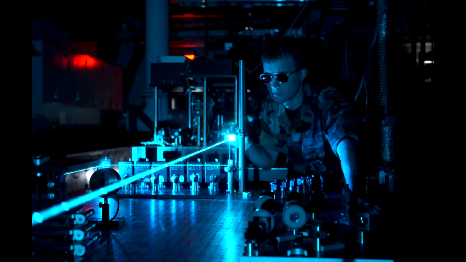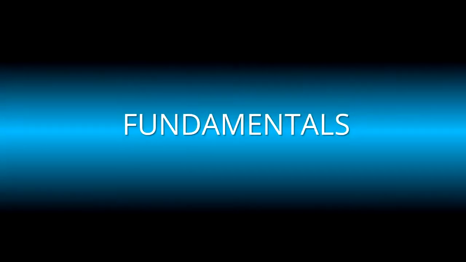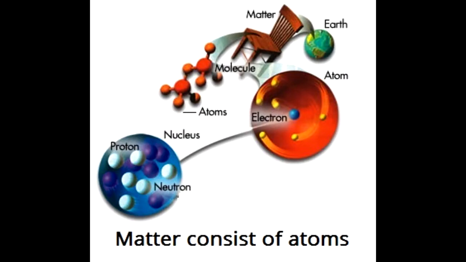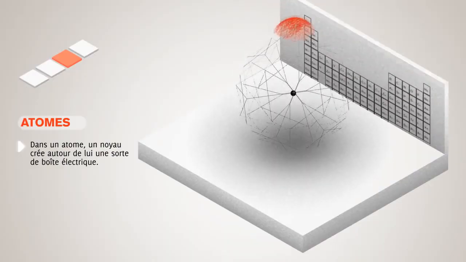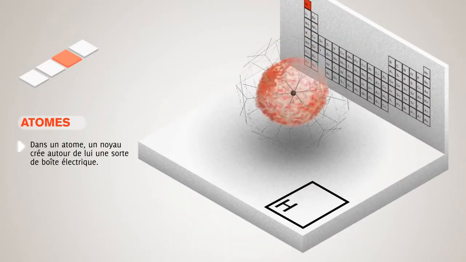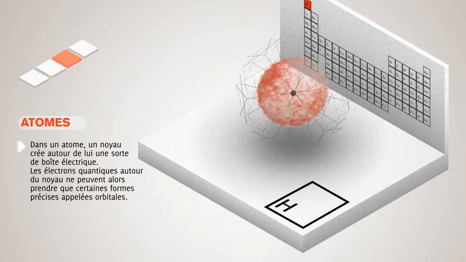But what is a laser? In this video, you will learn the major quantum mechanical concept behind the laser. But first, let's start with the fundamentals of laser technology. Matter consists of atoms. A simple atom consists of a nucleus containing the protons and neutrons and an electron cloud. It is helpful to think of the electrons in this cloud circling the nucleus in many different orbits.